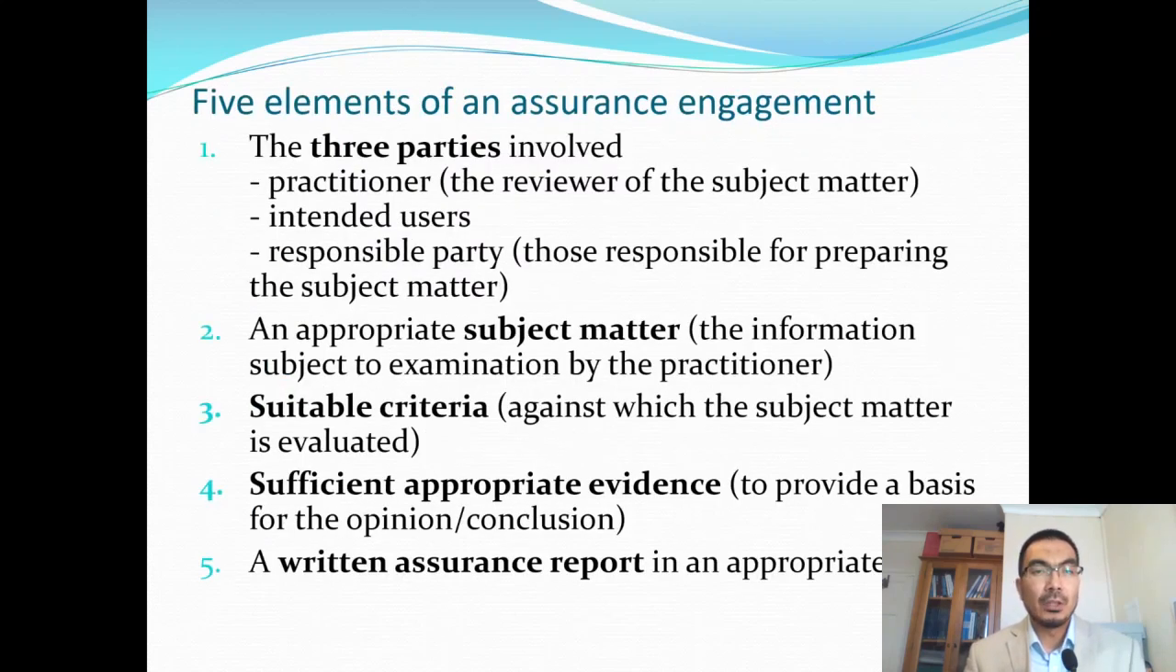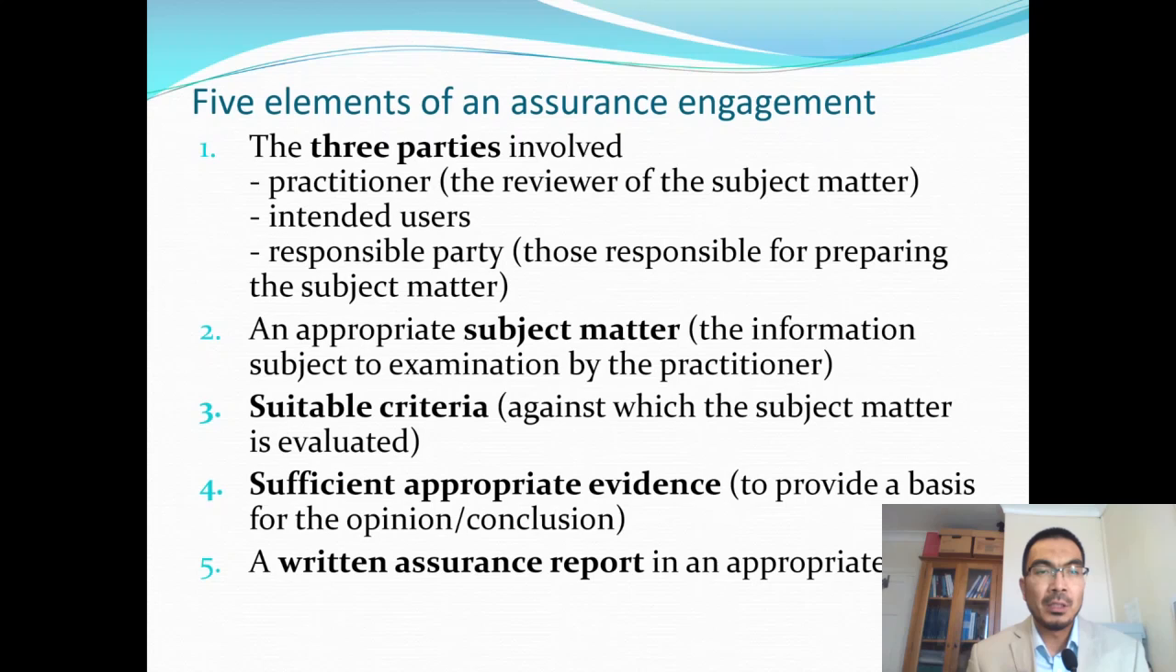Five elements of assurance engagement. An assurance engagement performed by the practitioner will consist of the following five elements. The first one is the three-party relationship. What's that? The three parties are the practitioner, the intended users, and the responsible party.